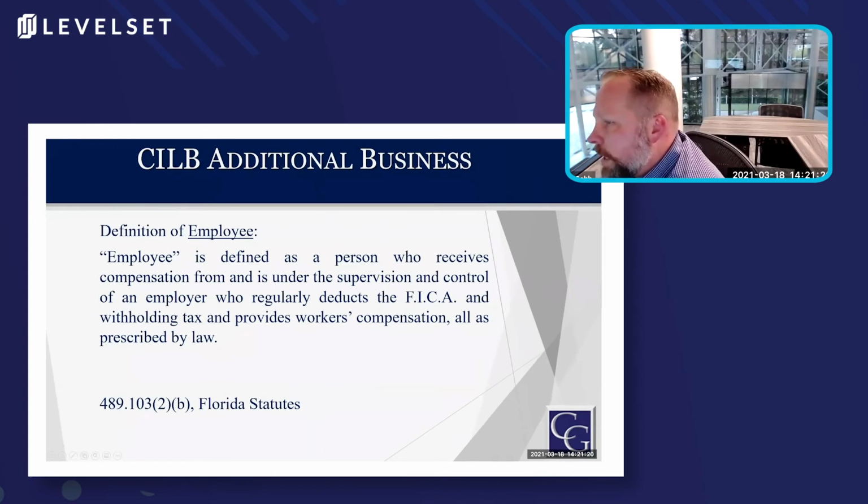The definition of employee is very important. Like I said before, an employee is defined as a person who receives compensation from and is under the direct supervision and control of an employer who regularly deducts FICA, withholdings, and workers' comp. You do not deduct FICA, withholdings, and workers' comp from 1099. You don't. So you do not meet that category. That is a very, very important distinction and is one that the CILB members take very seriously. So make sure that if you're going to be a W-2 employee, it's going to be a W-2 employment scenario and not a 1099 vendor.